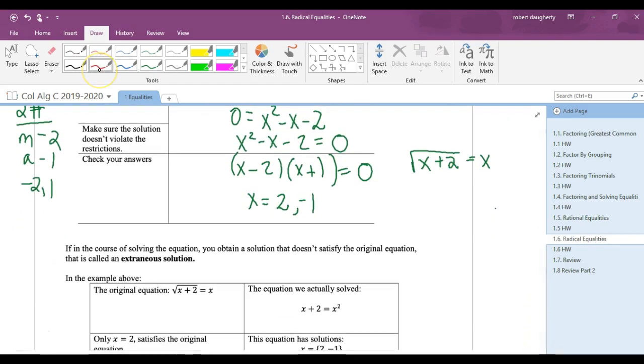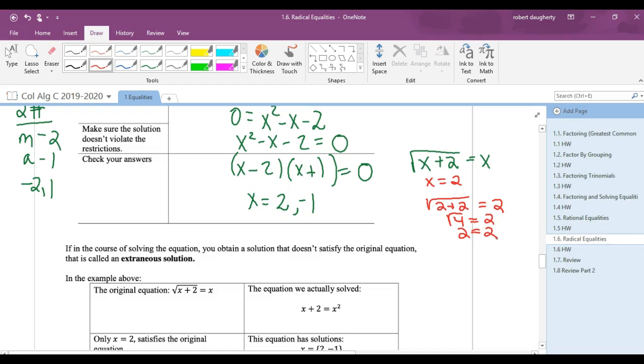So let's check x equal 2. When x is equal to 2, I get the square root of 2 plus 2 equal 2. Square root of 4 equal 2. 2 equal 2. That is all good, right?